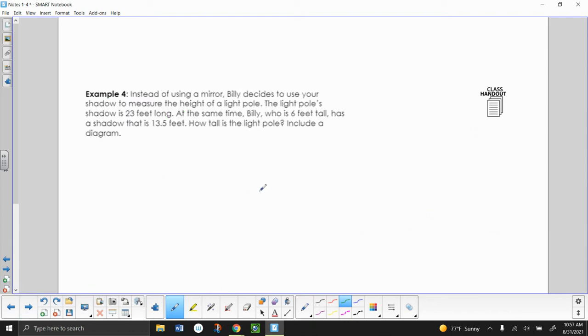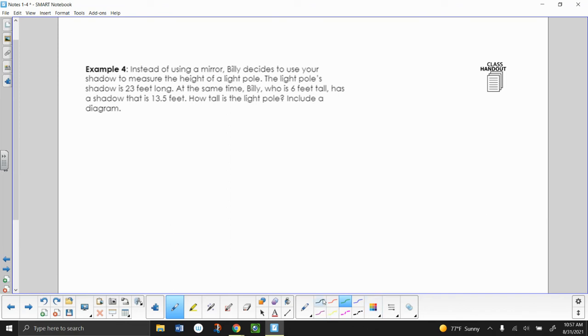All right, last example here. So it says, instead of using a mirror, Billy decides to use a shadow to measure the height of a flagpole. The light pole shadow is 23 feet tall. So this is a shadow problem, and when we have a shadow problem, we have two triangles that are, one's big, one's small. They face in the same direction because that's how shadows work. So let's just fill in the information.